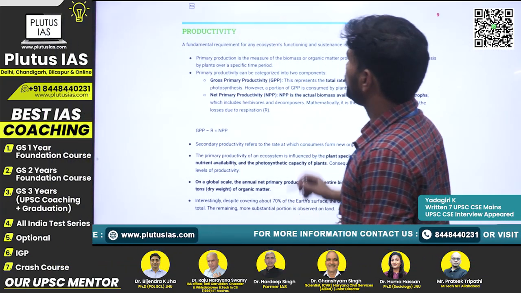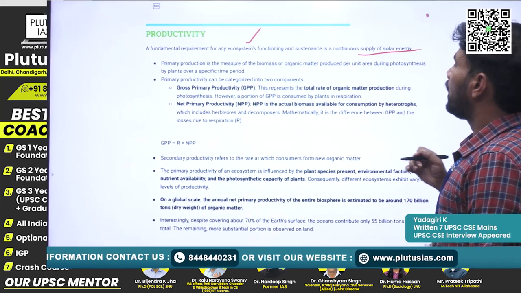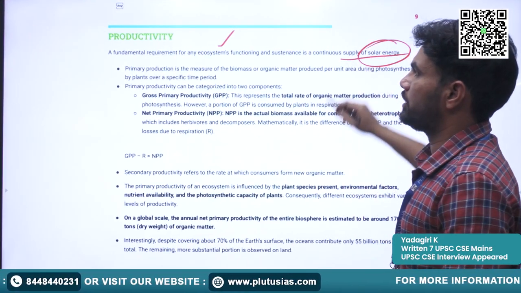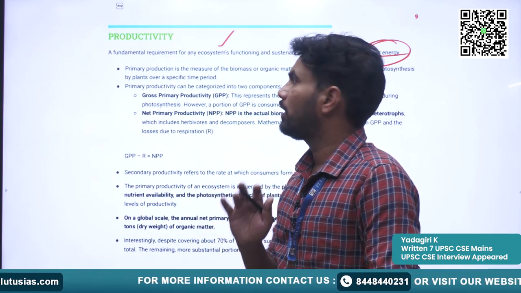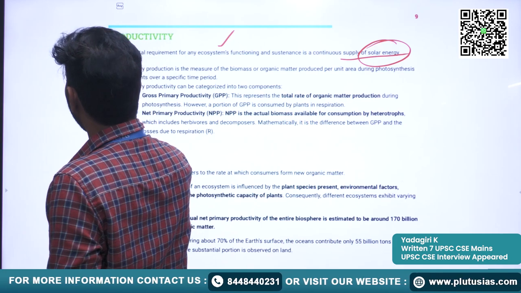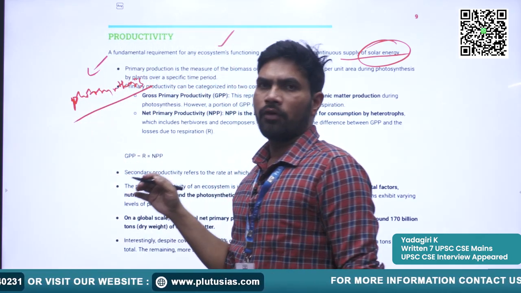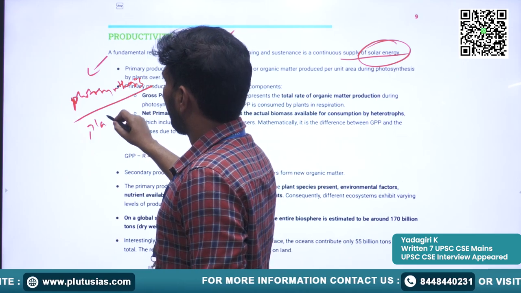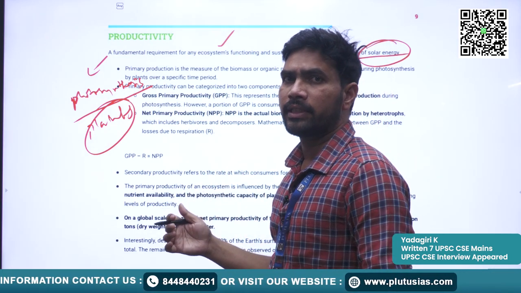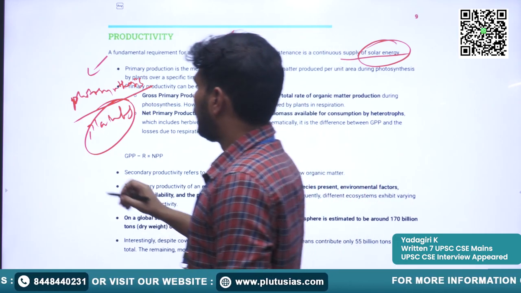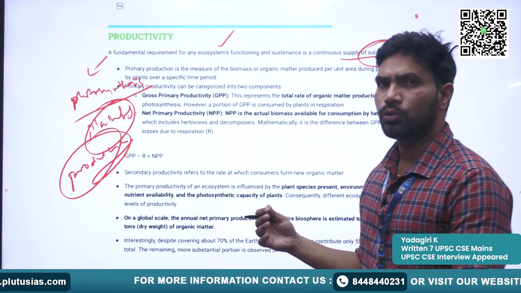First one is productivity. It is a fundamental requirement for any ecosystem's functioning, and sustenance is the continuous supply of solar energy. So basically the entire productivity of the earth is dependent on the energy supplied by the sun, right? The sunlight is the source for photosynthesis. So all the energy is coming from photosynthesis. Basically the plants are at the helm of doing this photosynthesis. Plants will do this photosynthesis, and because of this reason, they are called the producers or primary producers, right? Green leafy plants are the source of the energy, right?